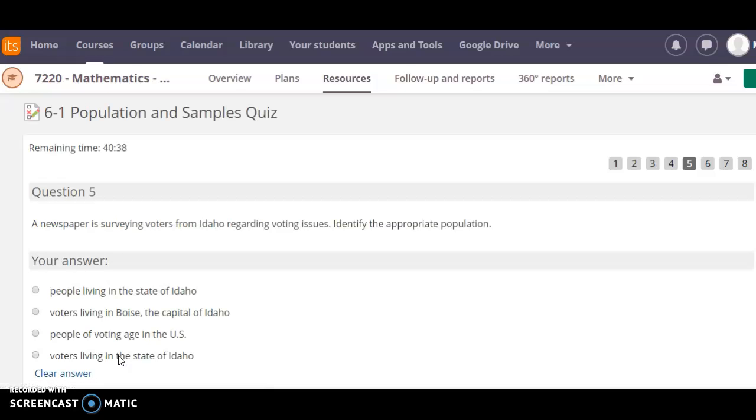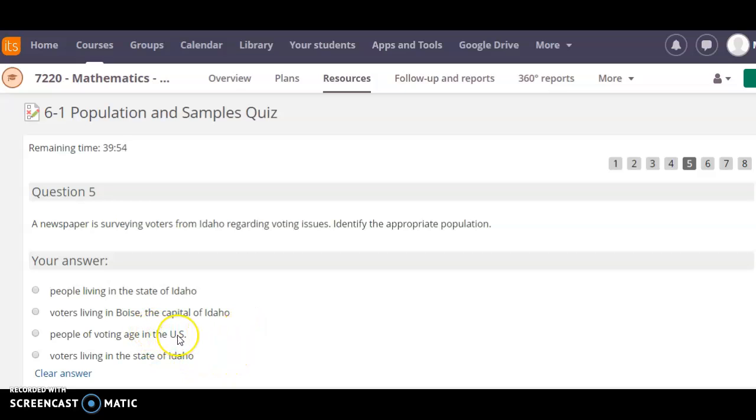Number 5, a newspaper is surveying voters from Idaho regarding voting issues. Identify the appropriate population. Well, they're wanting to know about voters from Idaho. So you would not put voters living in Boise, that's the capital of Idaho, because that doesn't include all of Idaho. People living in the state of Idaho, people of voting age in the U.S., or voters living in the state of Idaho. Well, you're surveying voters from Idaho about voting issues, so this would not be correct because everybody's not registered to vote.